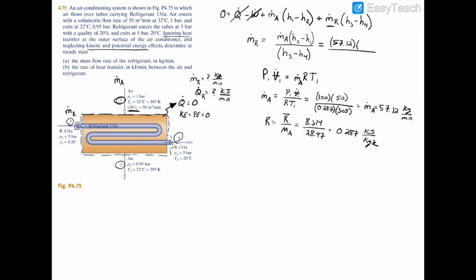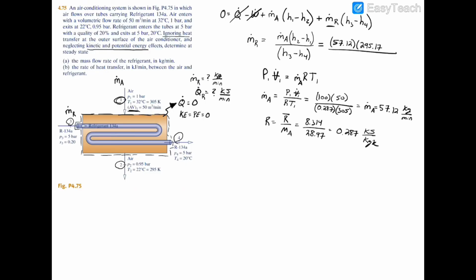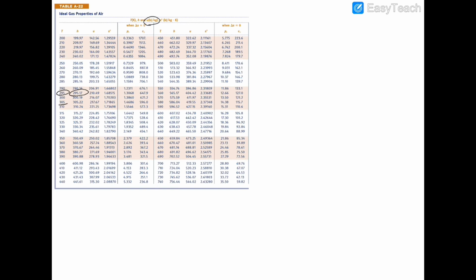And now we need to find our enthalpies. So to find H2, we were given the pressure and the temperature of the air. So for 295 Kelvin, we can turn to table A22, and at 295 Kelvin, right over here, we have an enthalpy of 295.17, and the unit here is kilojoules per kilogram. So after we fill that in, we have to subtract H1, and to find H1, it's really the same deal. You have air, and this time you're at 305 Kelvin, and at 305 Kelvin, right over here, we have 305.22 kilojoules per kilogram.